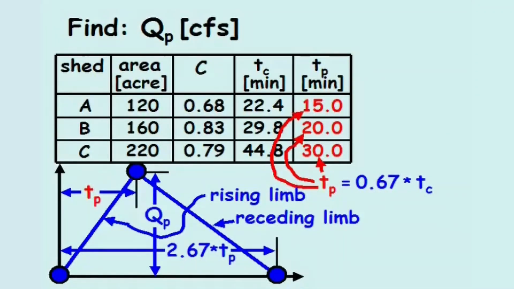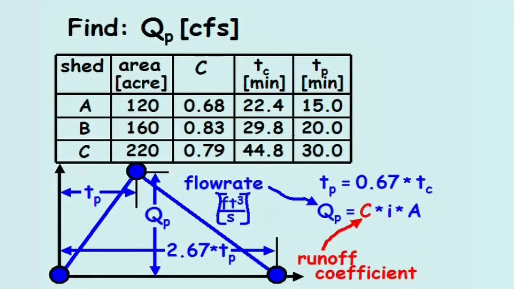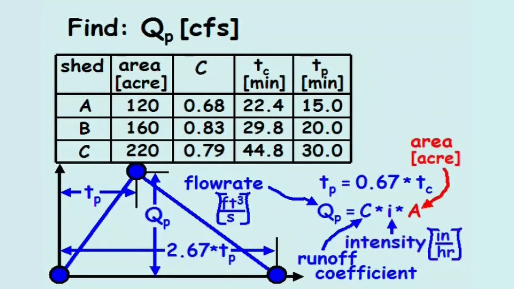The peak flow rate, Q sub P, is calculated using the rational method, where the peak flow rate in cubic feet per second equals the product of the runoff coefficient, C, the intensity, I, in inches per hour, and the area, A, in acres. The problem statement provides the runoff coefficient and the area.